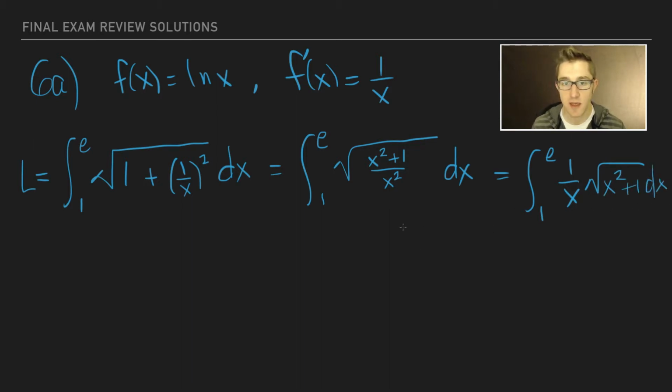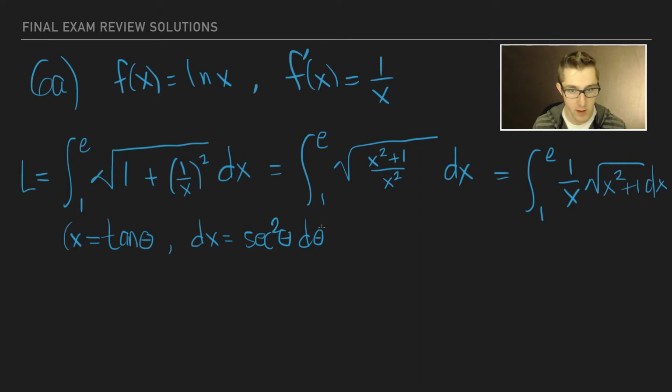Okay, so I think it makes sense to try a trig substitution. We see the x squared plus 1 underneath the square root. So we're going to let x be tangent of theta. dx will be secant squared theta d theta. All right. We're going to leave the limits in terms of x for now. I think that makes the most sense.